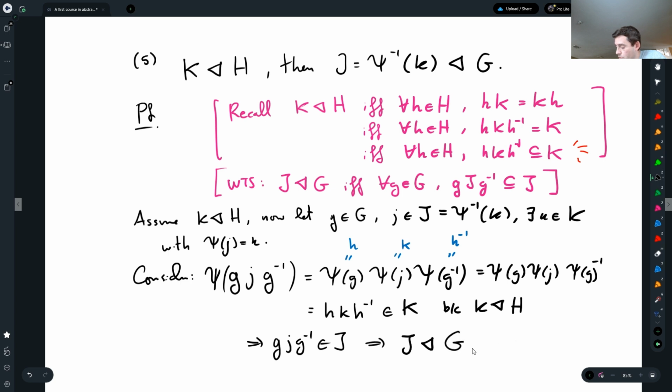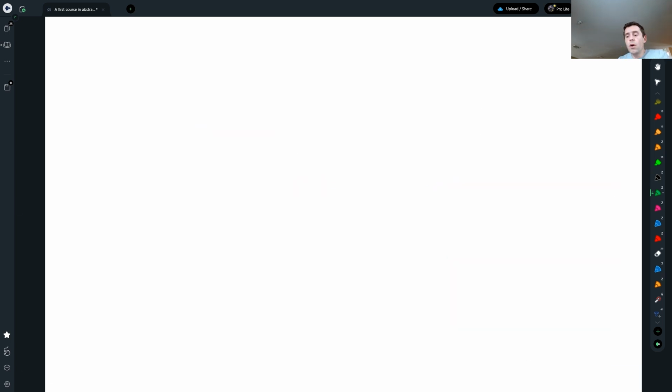So that concludes the proof of my proposition. And now we're going to do some examples. Okay, so let's see some examples. Remember that we had a homomorphism psi that went from GL2 to R star.